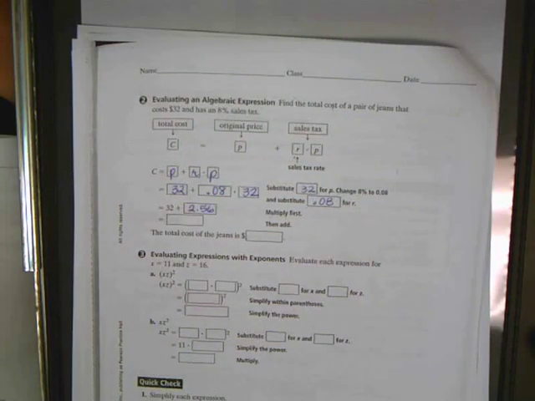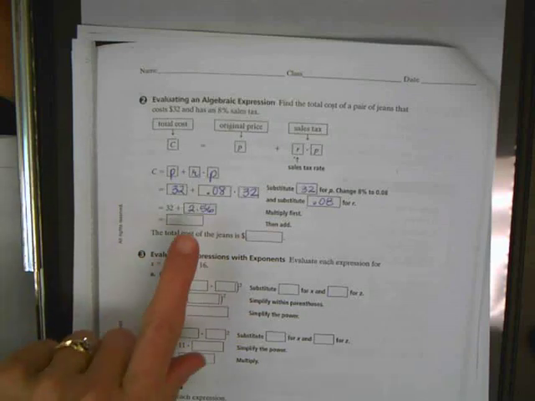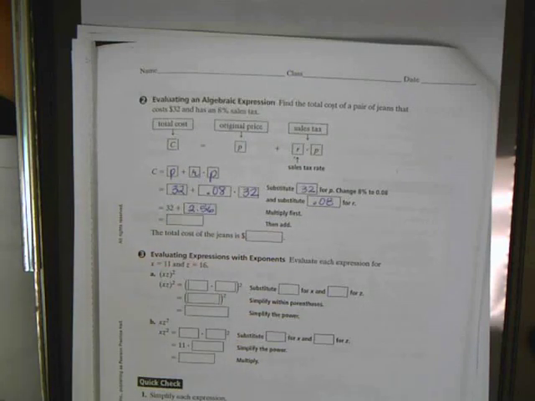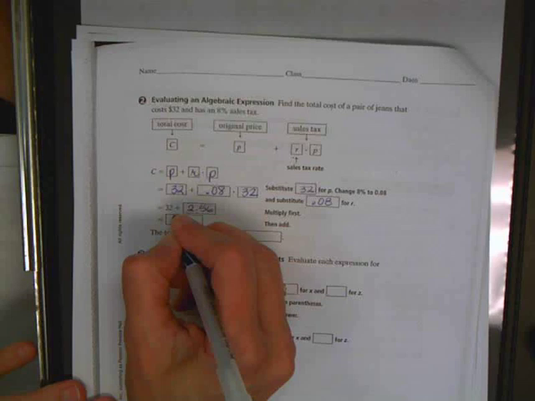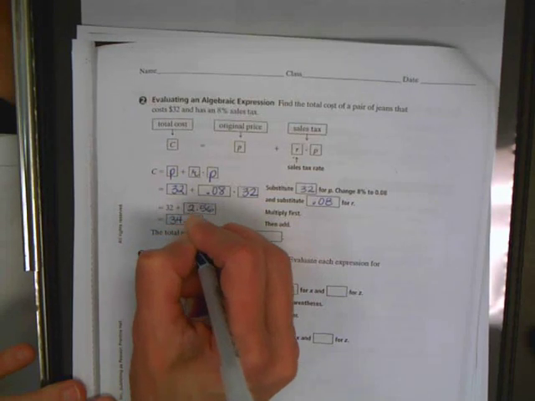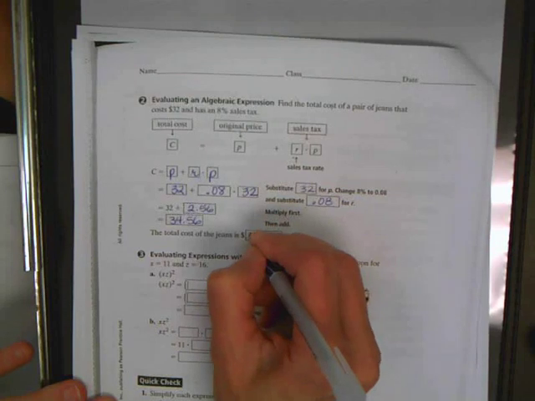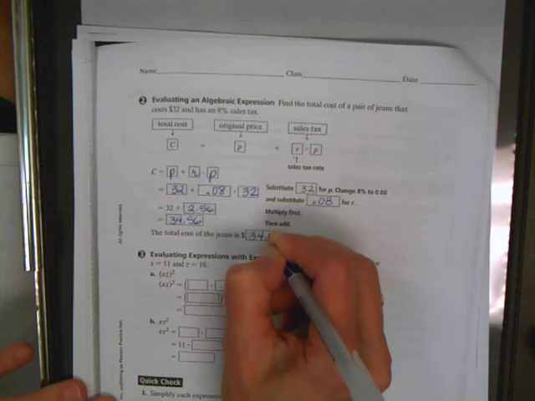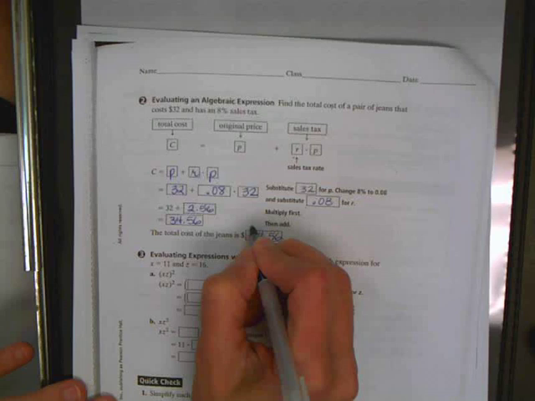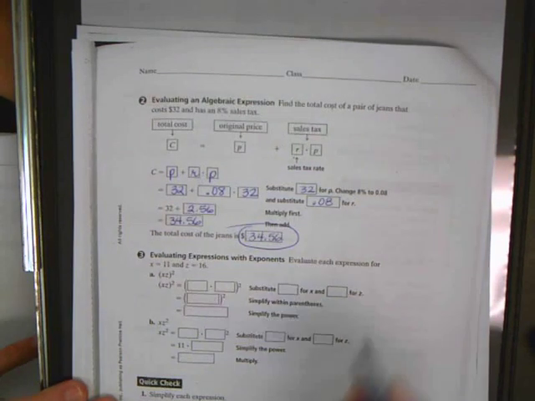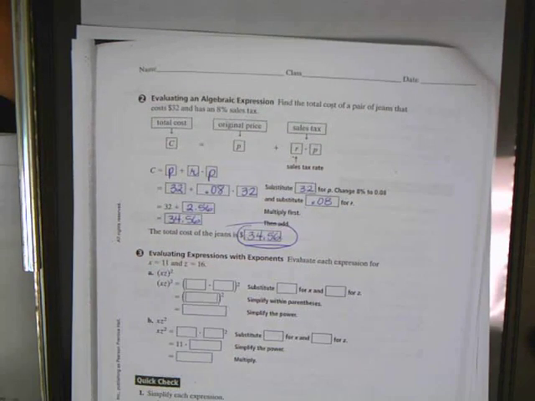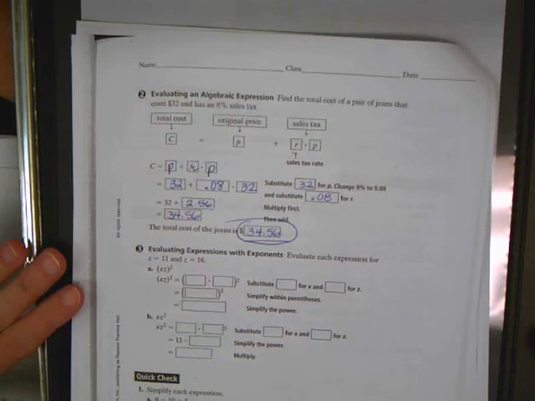So if I add 32, the cost of the jeans, plus the amount of sales tax being paid, that gives me a cost of $34.56. So the total cost of the jeans is $34.56. Notice that the dollar sign is included as part of the final answer. If you did not have that filled in for you, you would need to include that dollar sign as well.